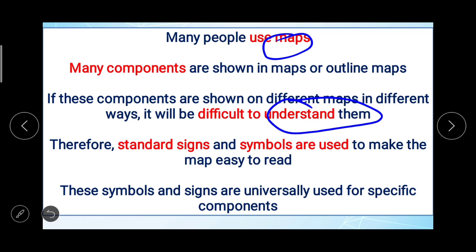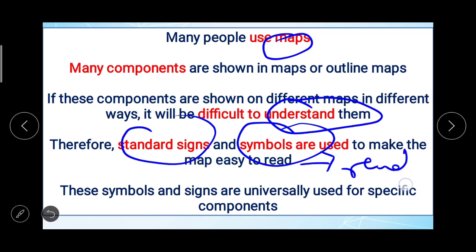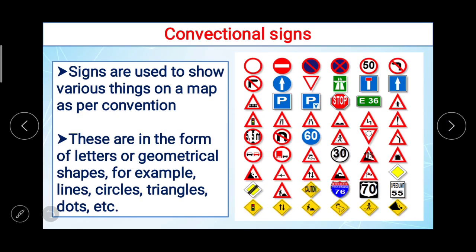Now to solve and to overcome this problem, standard signs and symbols are used which are same everywhere. आप दुनिया में कहीं भी जाओ, वो signs और वो symbols हर जगह use किए जाएंगे to make the map easy to read. And these signs and symbols are universally used, पूरी दुनिया में उनका use किया जाता है for specific components. Now one by one we'll talk about this also in detail.